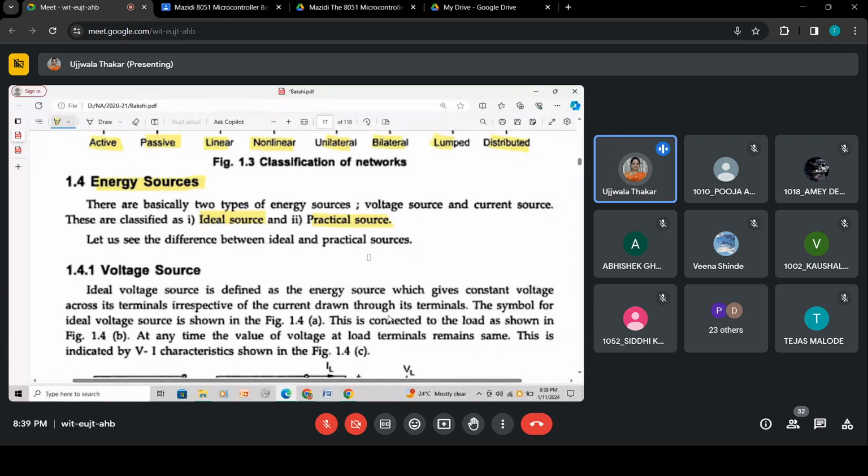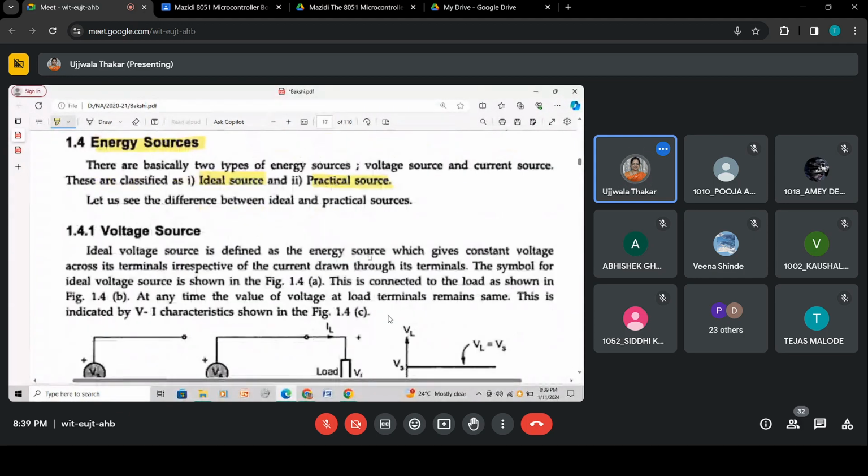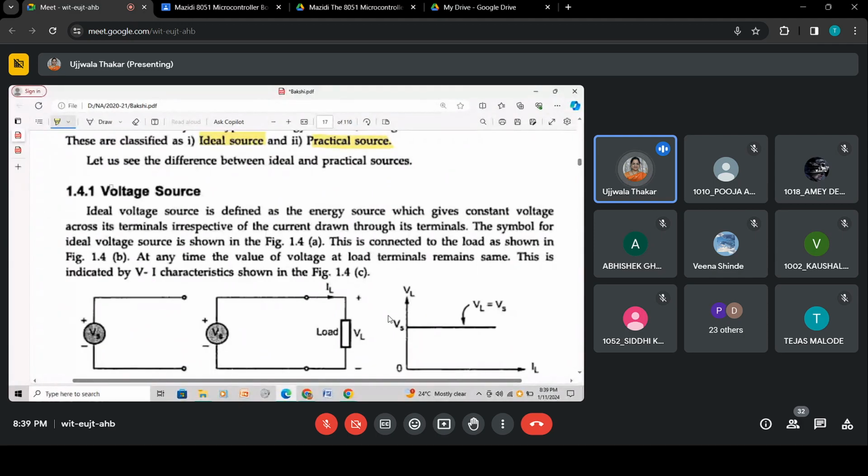Okay, now voltage. We will see ideal and practical sources. The first one we will see is the voltage source. There are only two sources, voltage source and current source. Let us see the voltage source. It is drawn like this. So it's a voltage source.